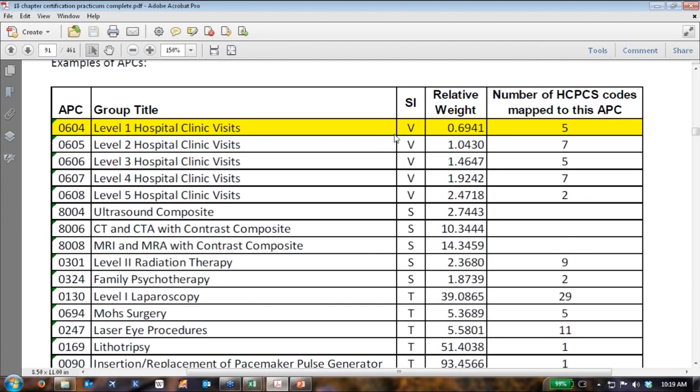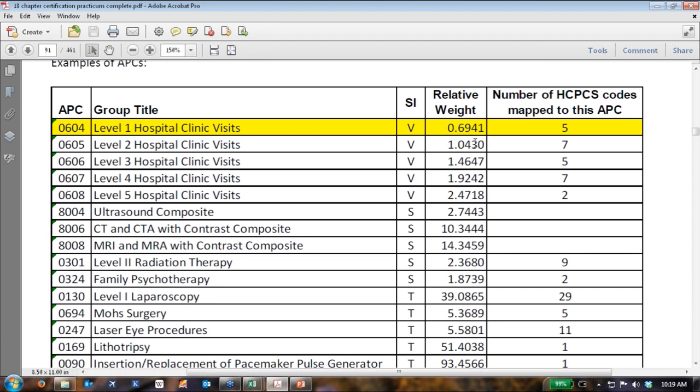Now notice that there is a thing called an SI here that stands for status indicator. What that means is that some APCs are paid discreetly, others are paid by taking a cut in the reimbursement. These are visit codes, they're paid discreetly. So if the standardized amount for APC system or PPS system is about $70, and this is 0.7 of $70, this pays about $45. That's immediately you can tell how much this is going to pay that way.